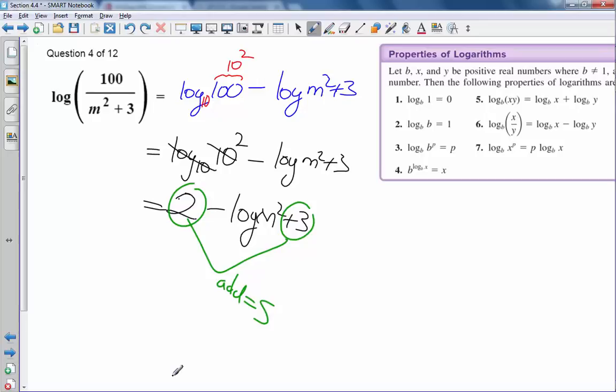Don't they make 5? Right? No. What's that? The 3 is attached to the logarithm, like m squared and plus 3 are both inside, but it wasn't our fault. Actually, when I write it like this, it is a mistake.